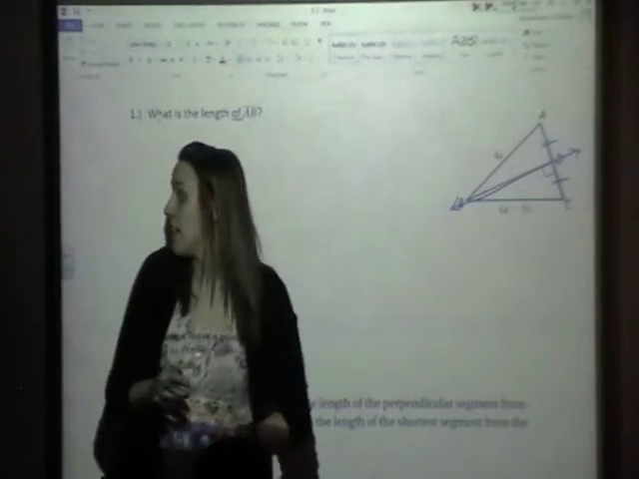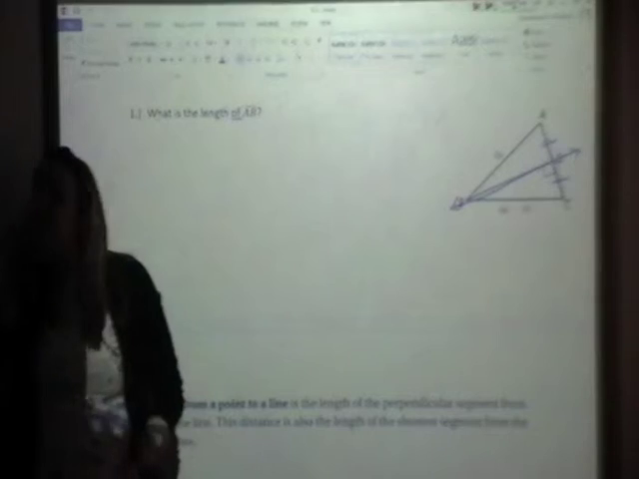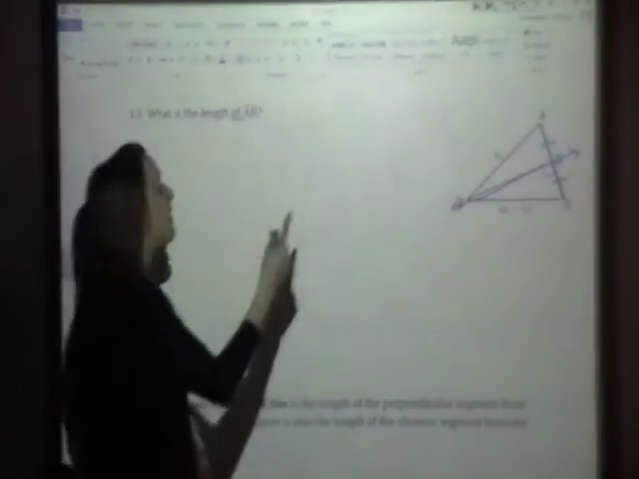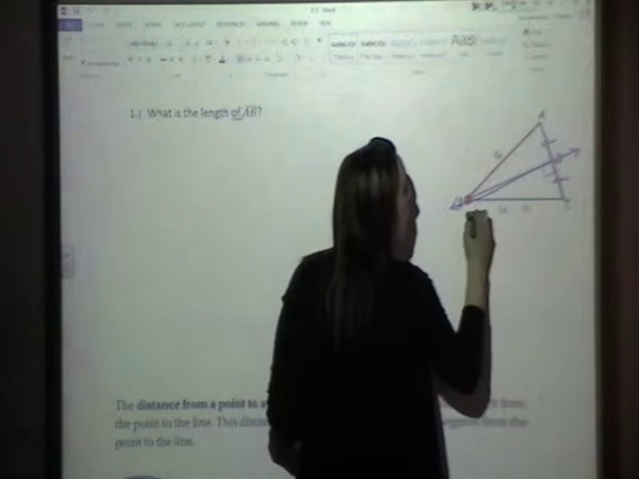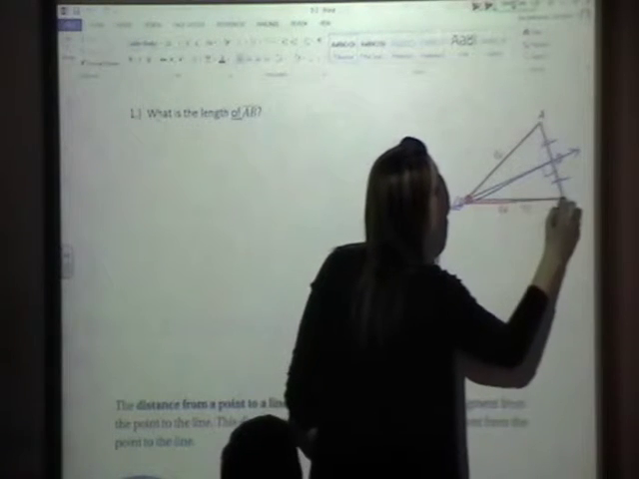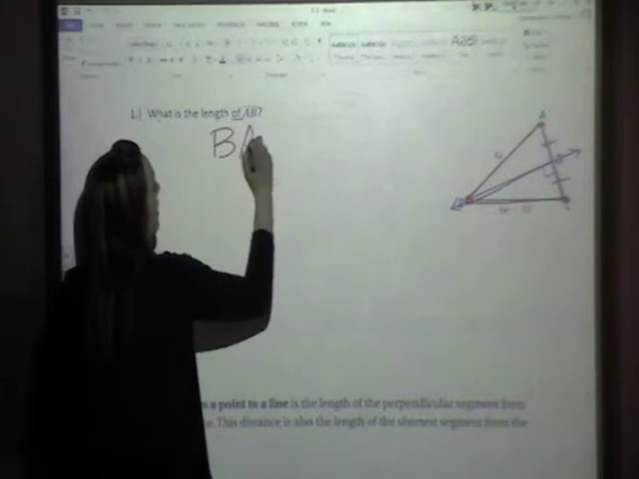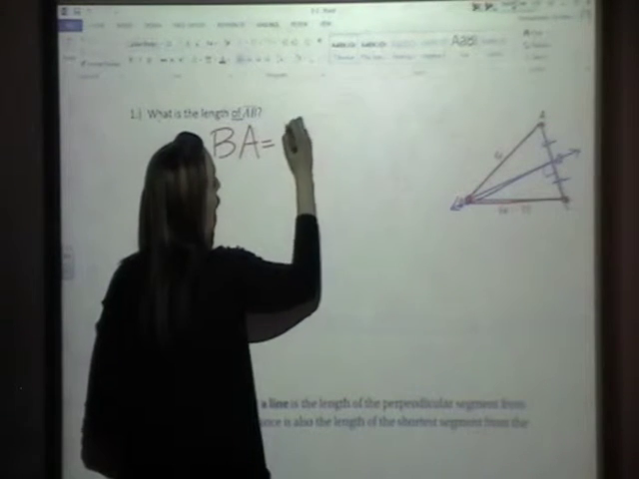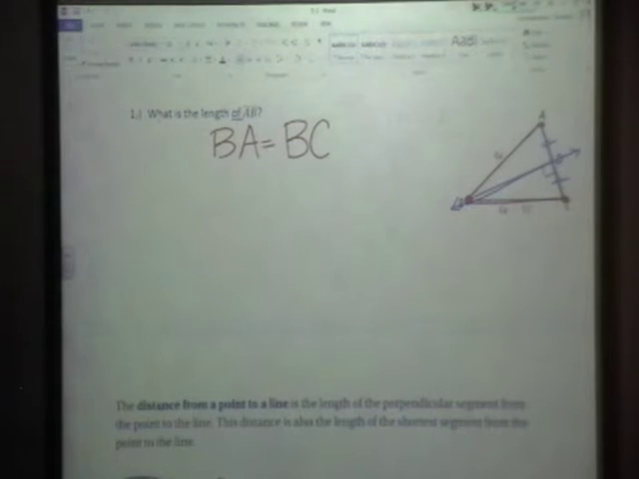All right, guys, let me have your attention. So, the other thing that is equal is if we have a point on the perpendicular bisector, its distance to our endpoints is equal. So B to A is also equal to B to C. Solve it. Take a second.